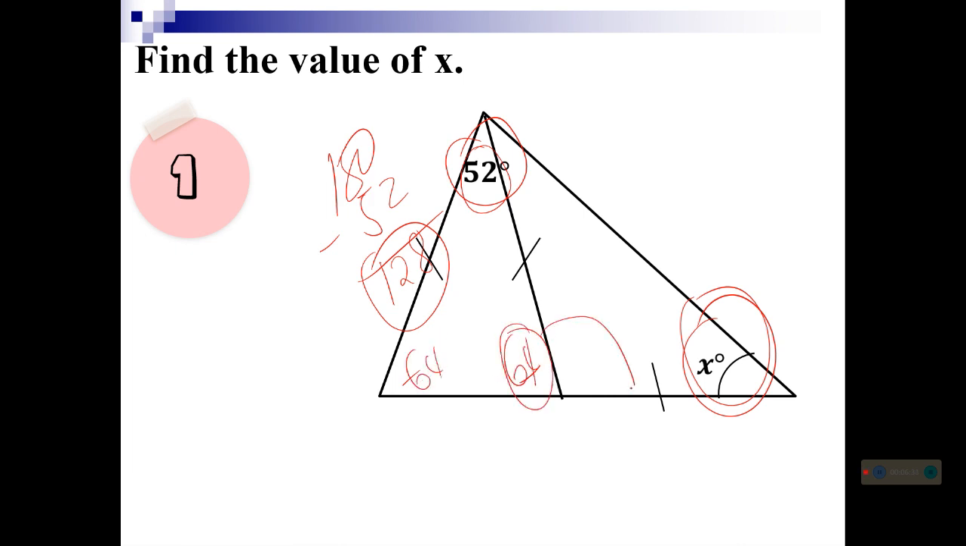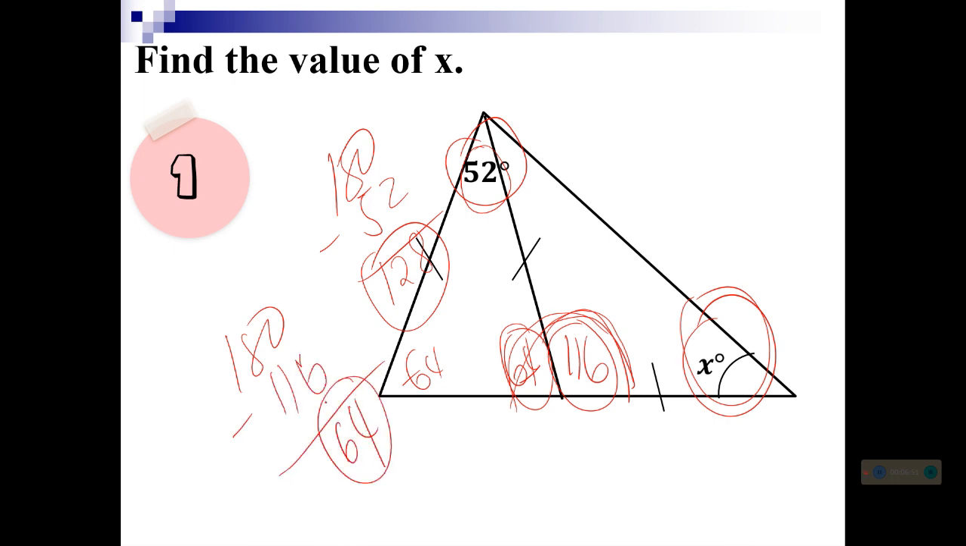Since this is 64, this will be equal to 116, because they form a linear pair, so it should be 180. And then, since this is the vertex angle, 180 minus 116 is equal to 64. This 64 will be divided into two base angles for our x here. So we have 32 degrees. Okay, so that is for number 1.